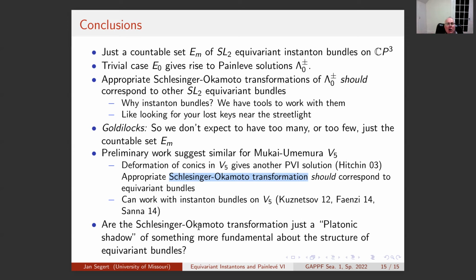So I think it's an interesting question. How do you explain this simple structure of equivariant bundles on P3 and apparently on V5 too? And I'm pretty confident it's going to happen on V22, but I haven't gotten any preliminary results on that yet. How do you explain that without knowing about Hitchin's work relating these to Painlevé equations and Schlesinger-Okamoto? There should be some better explanation than this. This is just a shadow of what I believe is going to be a better explanation.